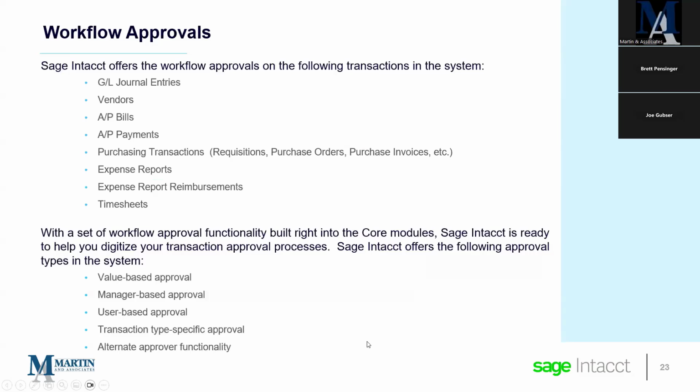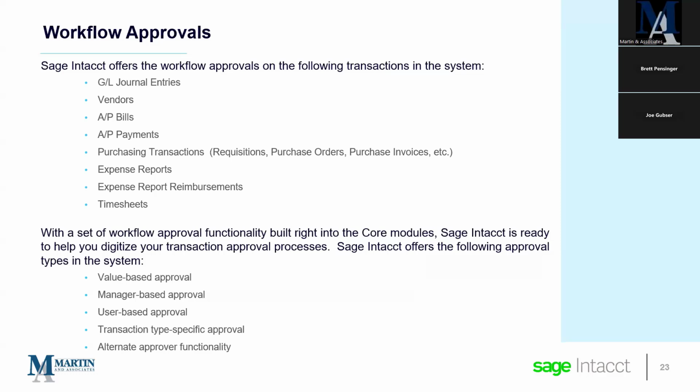Workflow approvals. This is a really nice feature of Sage Intacct. Sage Intacct offers workflow approvals built right into the system. They're available for GL journal entries, the addition of vendors, AP bills, AP payments, purchasing transactions, expense report reimbursements, and timesheets. So you can turn on approval processes for these workflows.